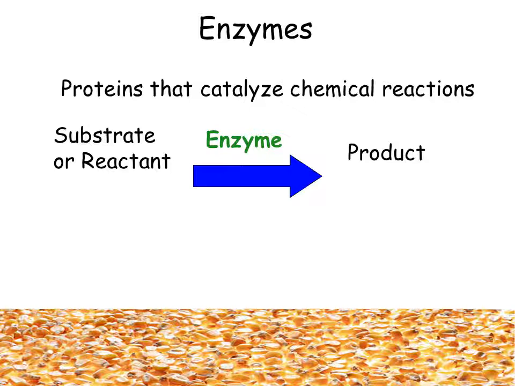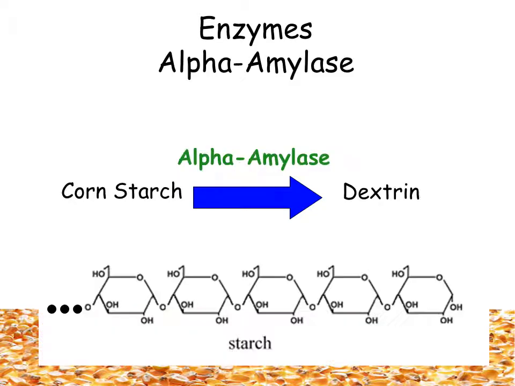lot faster. Enzymes are highly specific, both in the reaction and the substrate that they bind to. So in this example, you can see that on the left, you have a substrate, also known as a reactant, and then you have an enzyme that works on that substrate or reactant to produce a product. So a little bit more, a term that you can see, the substrate for this example is cornstarch.